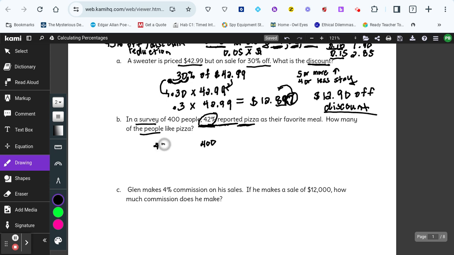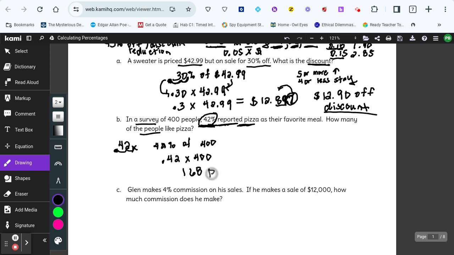So you're going to find 42% of 400. So you're going to do 0.42 times 400. Remember, if you don't see a decimal in a number, you put it in the back and move it 2 places to the front, okay? So we're going to find 42% of 400. It's almost half of them, but not quite. Half would be 50%. So that's 168.